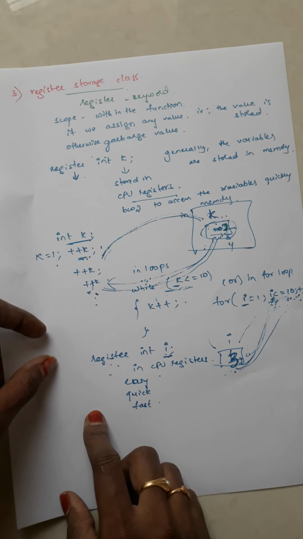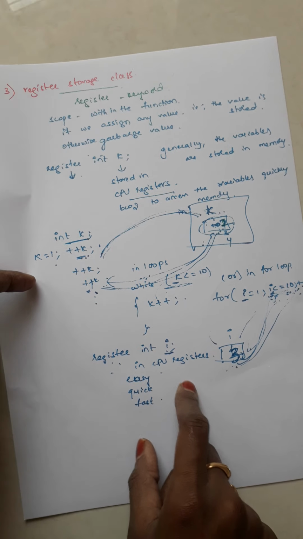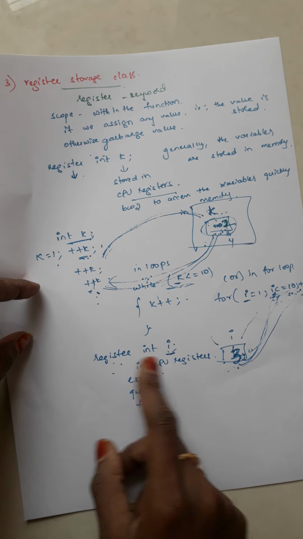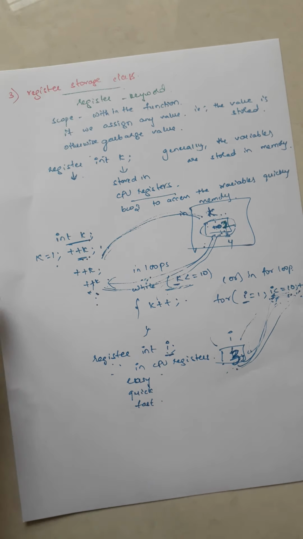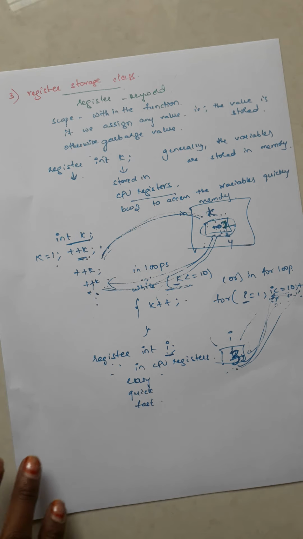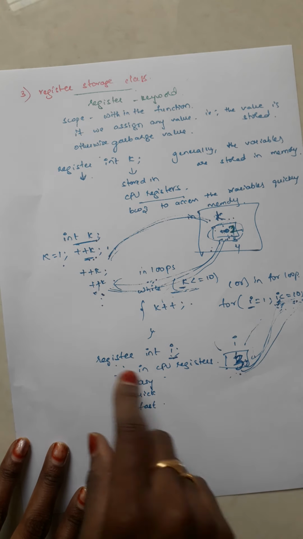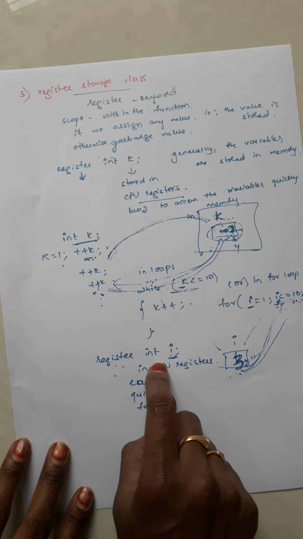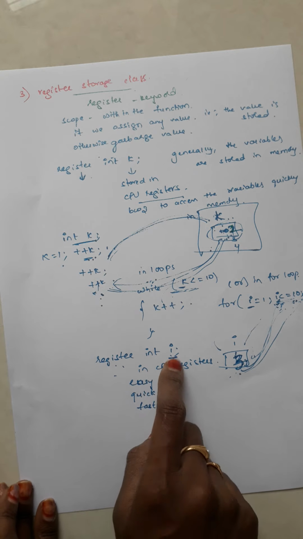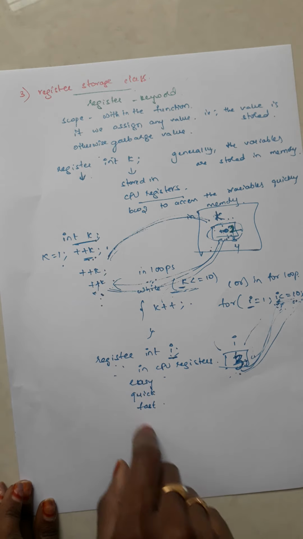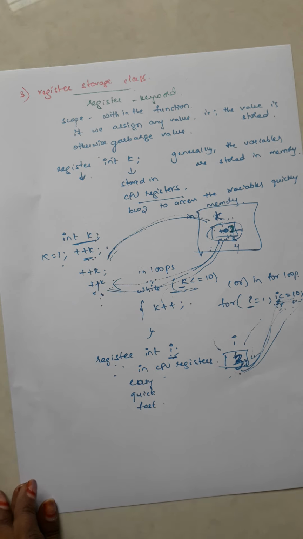Then what is the scope of this variable? Within the function where we declare it. If it is defined inside the function, it belongs to that function only. If the function is alive, then it exists, otherwise it does not exist. That is the register storage class.